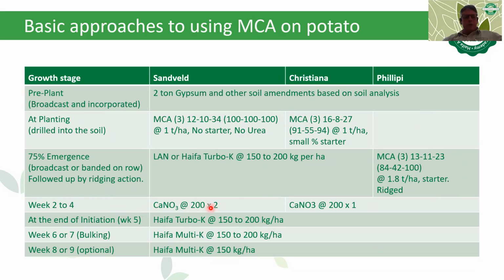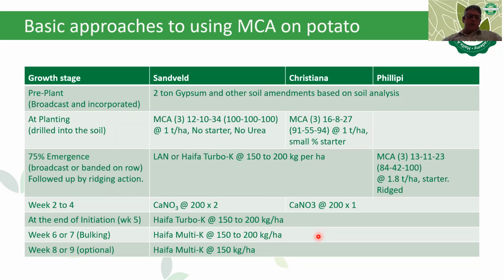And then between week 2 and 4 we apply some calcium nitrate. This is to boost that calcium. You remember the graph. And then we follow up in week 5, at the end of initiation, week 5, week 6, when you go and do a count and you see you have enough tubers initiated, we apply the Turbo-K. That basically kicks the plant, gives it a response to change back to slightly vegetative and not to continue initiating.